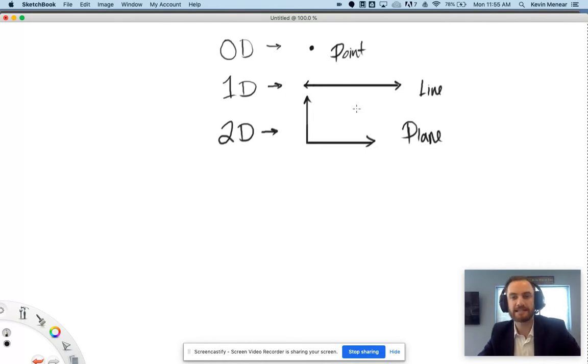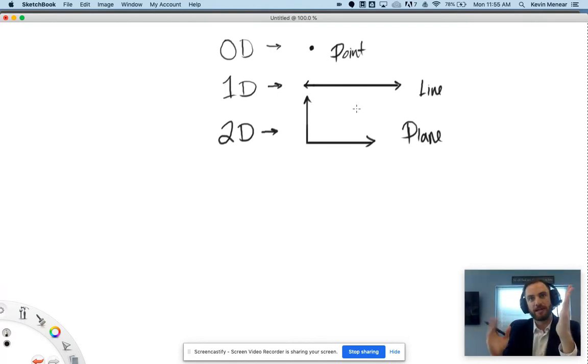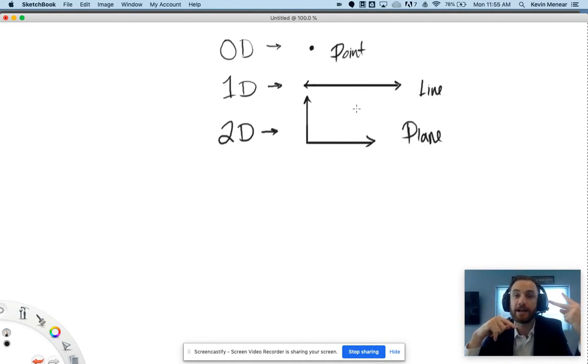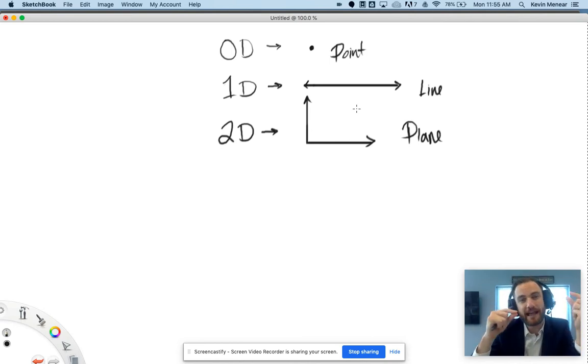But a plane is something that's flat. You can imagine a piece of paper has a width and a height, or a width and a length, however you want to think about it. It's got 2 dimensions, okay? A flat surface is a plane. But again, nothing actually exists in 2 dimensions because everything has 3D, 3 dimensions.